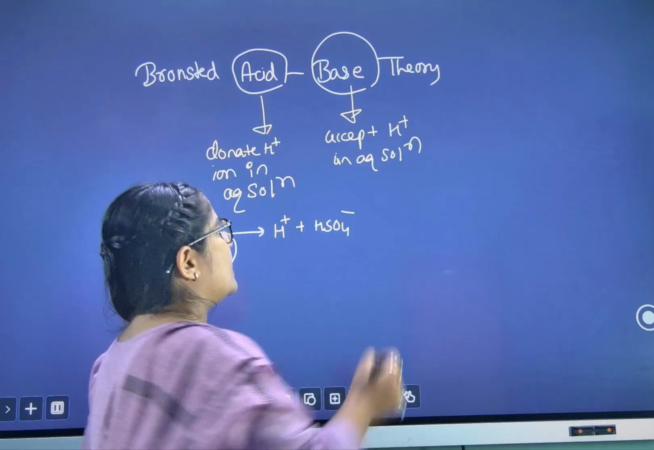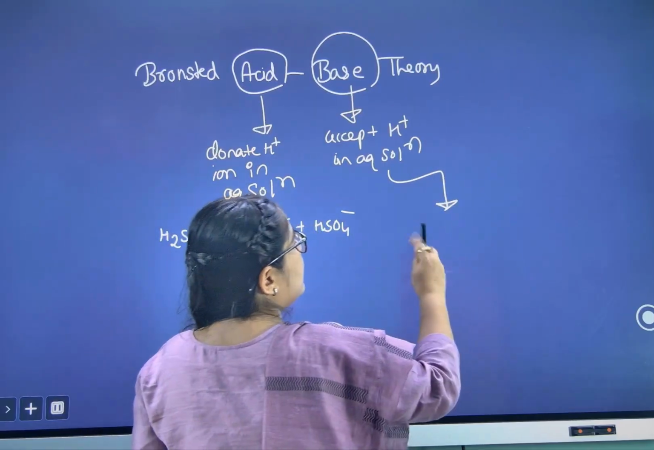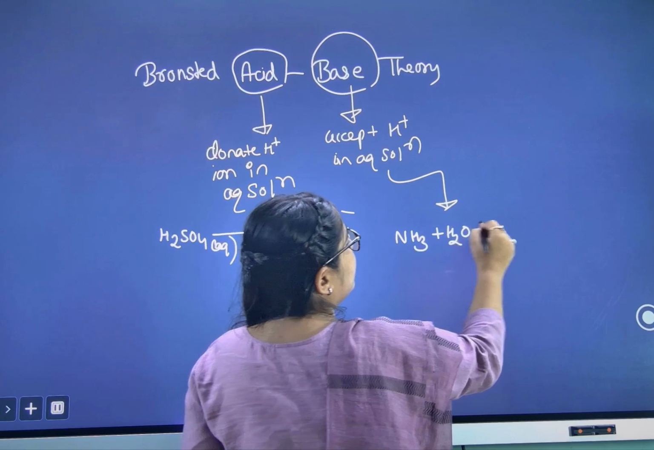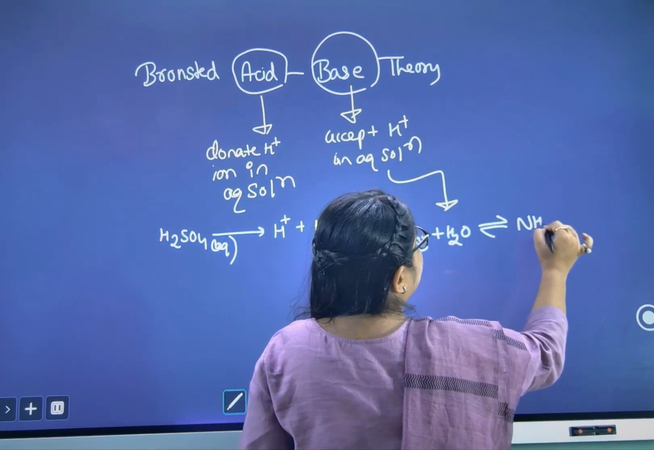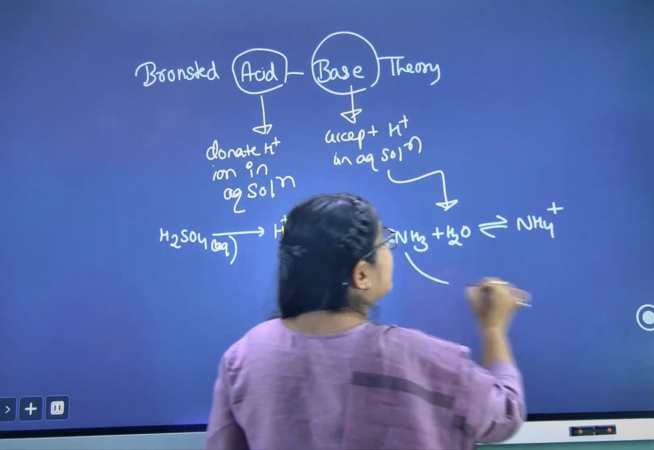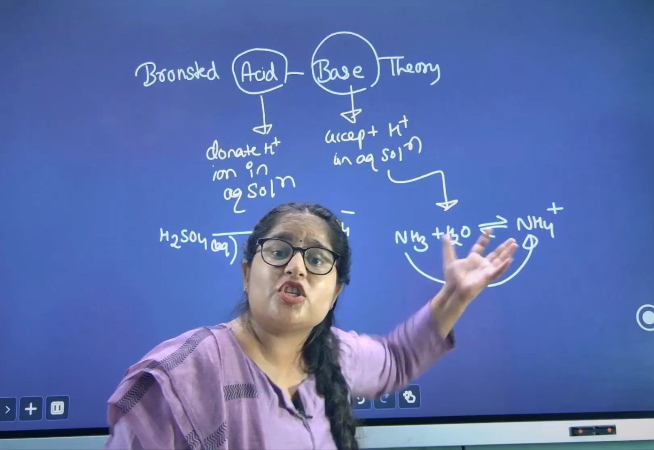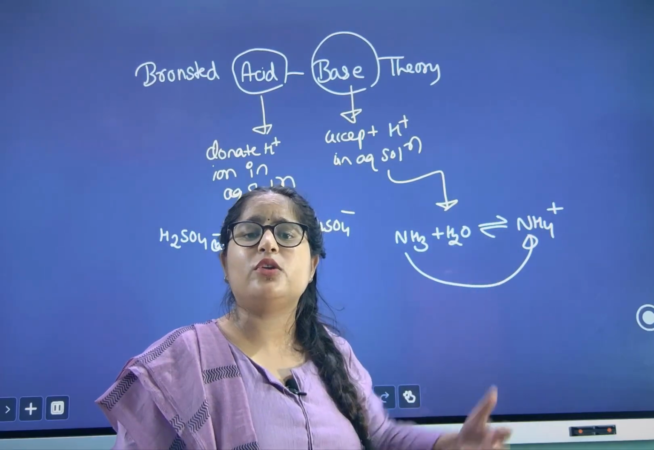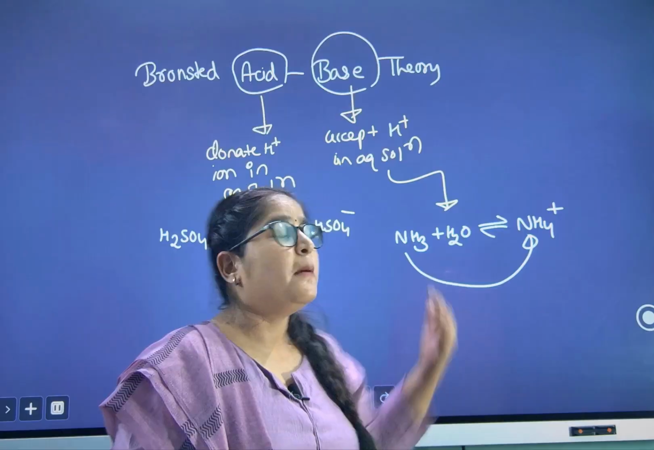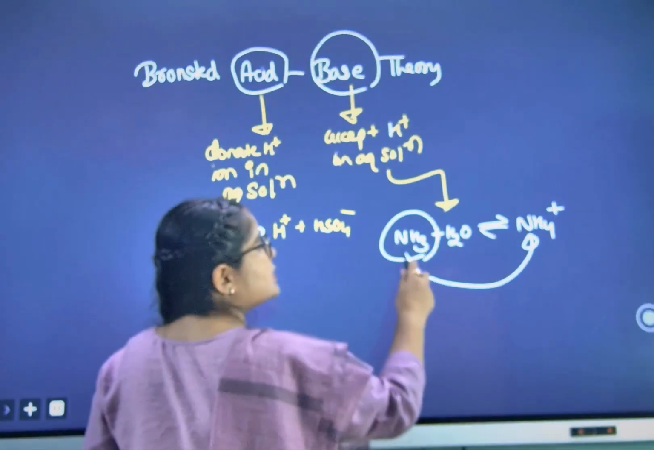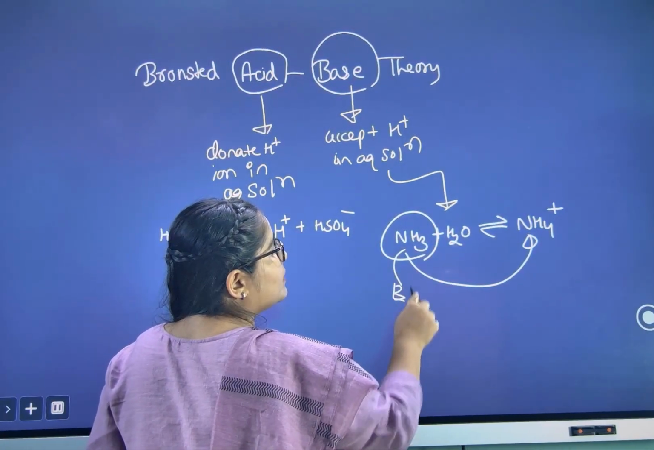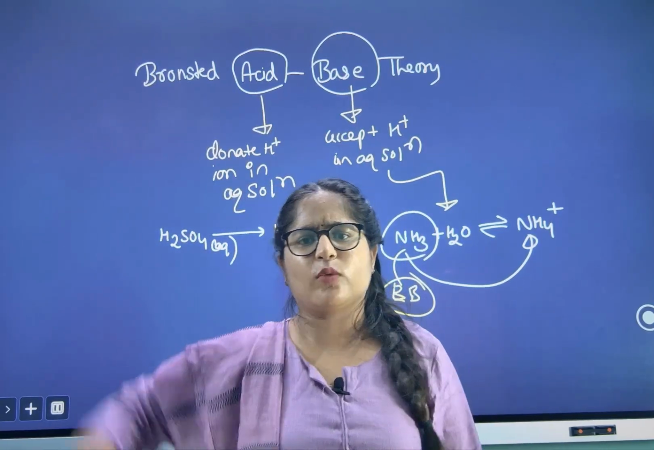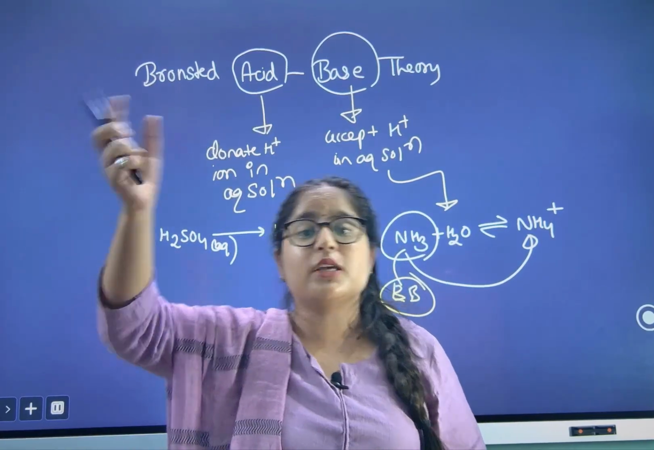Let us see one example for our base, NH3. When we mix NH3 with water, it will become NH4 plus. See here, what is the difference? NH3 has taken one hydrogen. It has accepted one proton. That means here our NH3 is a Bronsted base. I hope it is clear what is Arrhenius acid base and what is Bronsted acid base.